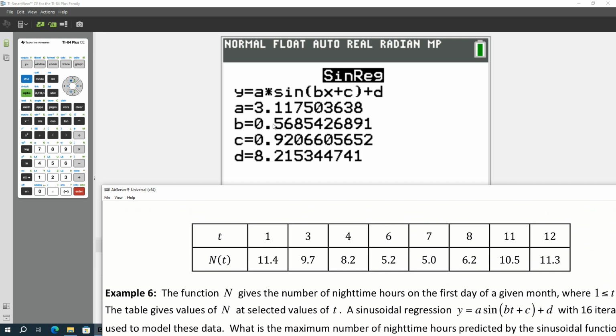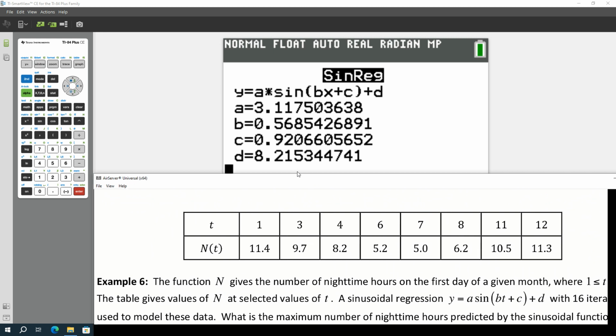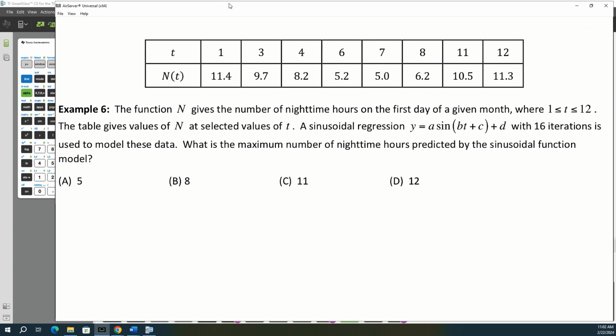Now, this question is asking us, what is the maximum? So what do you do with which of those variables to find the maximum? You add D and A. Good job. And when you add that, you get approximately 11.33, which is closest to 11.